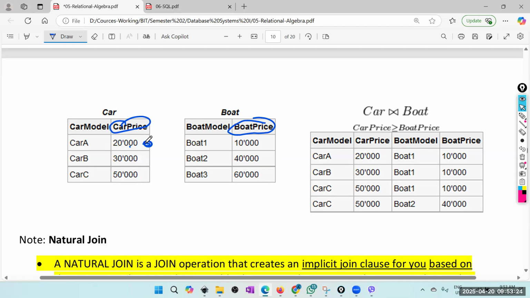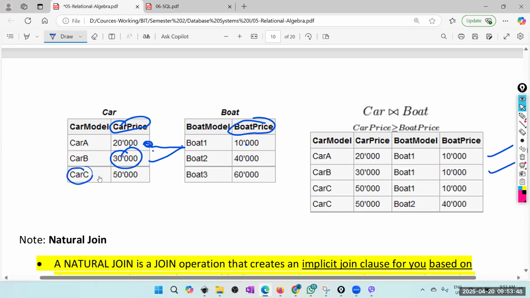Then you join it. So 20,000 is bigger than 10,000. Therefore we have car A 20,000, board 1 10,000. That is this record. Then take car B 30,000. This must be bigger than this. Again, we can join it only to this one because 30,000 is bigger than 10,000. So car B 30,000, board 1 10,000.